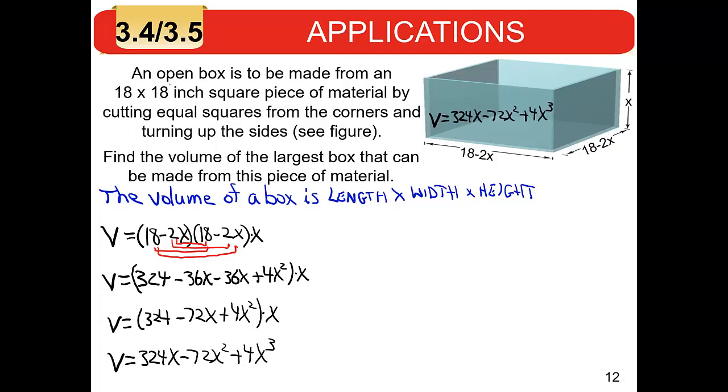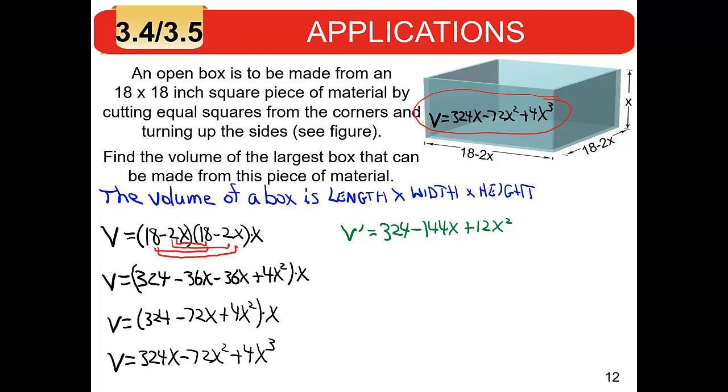Now, I went ahead and put the volume up here inside the box because I'm going to erase some of this later to make more room, and I want that volume formula to stay there. But now I'm ready to take the derivative. Well, the derivative of 324x is 324, and so on and so forth, and you get the derivative. Now, I know I'm going to set it equal to 0, so I'm probably going to have to factor that.